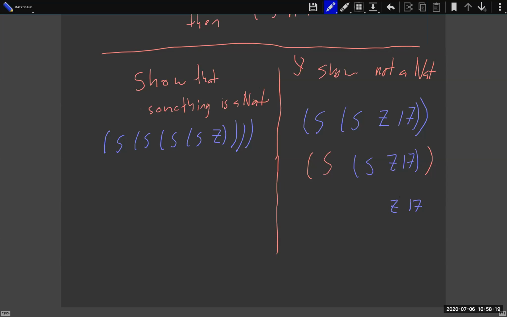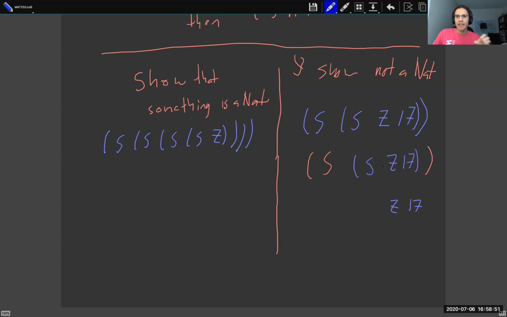Because it's not a successor of a NAT. Right, and neither is it Z. Exactly. So a NAT is either Z or the successor of a NAT. This isn't Z. I mean, it's not literally Z entirely, and it's not the successor of a NAT. So it's not a NAT. So we know that this isn't a NAT, which breaks the assumption that SZ17 was a NAT, which breaks the assumption that the entire thing was a NAT.